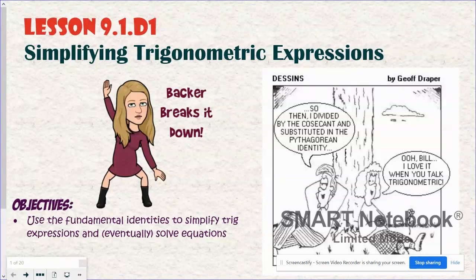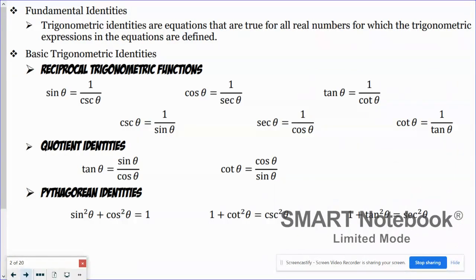In today's episode, we're going to simplify some trig expressions. Ooh, what does that mean? All right, so let's start with the fundamental identities. Trig identities are equations that are true for all real numbers for which trig expressions in the equations are defined. Okay, what does that mean?